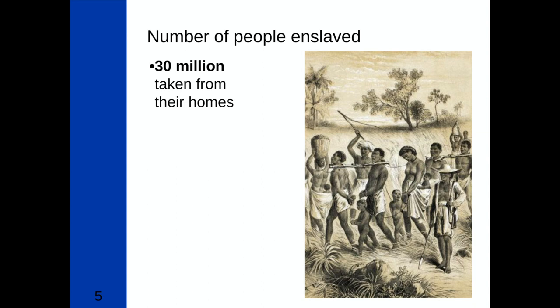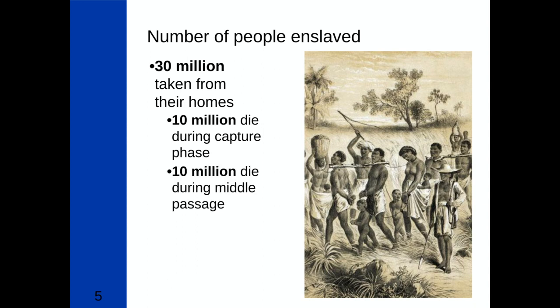So, how many people were enslaved? 30 million were taken from their homes. 10 million would die during the capture phase, and 10 million would die in the middle passage, the crossing of the Atlantic. 10 million survived to make it over the ocean.